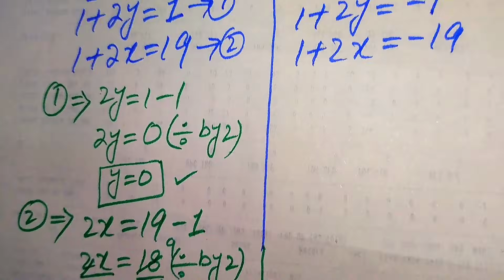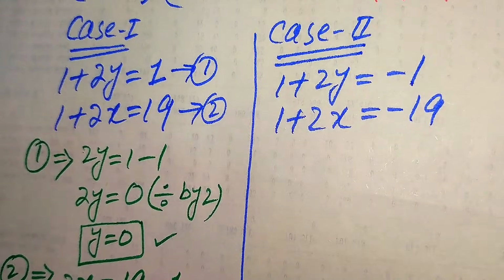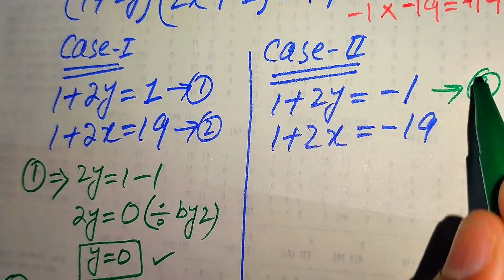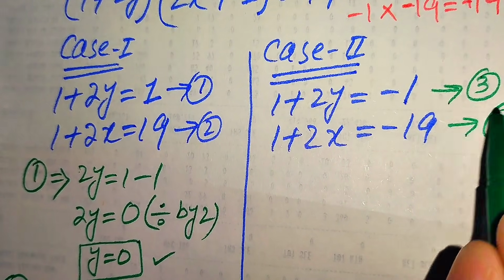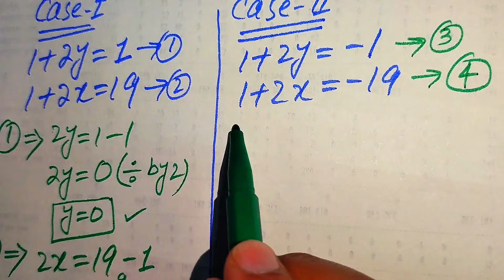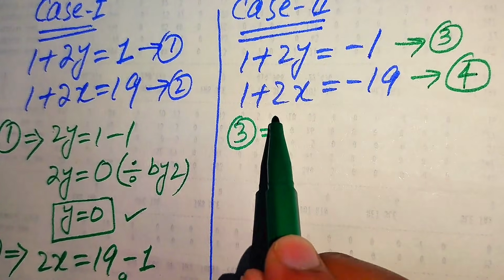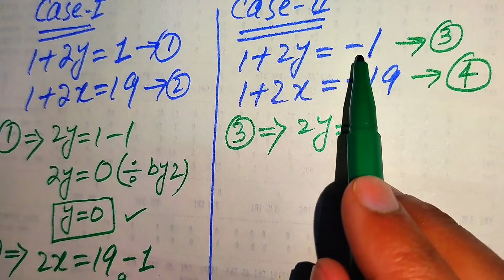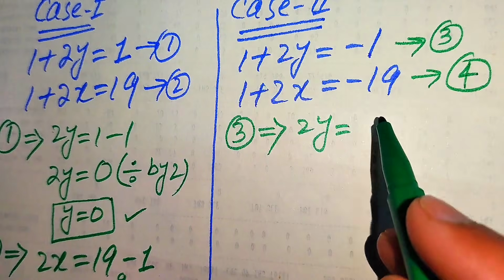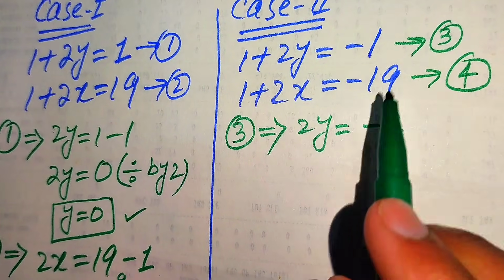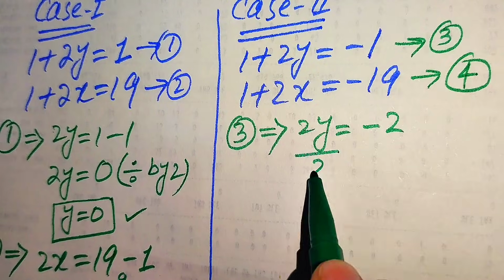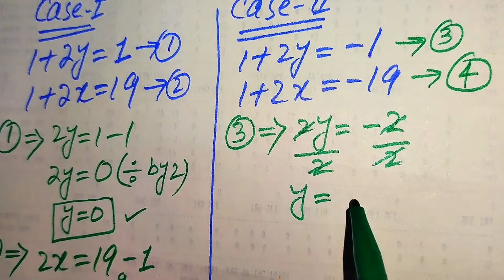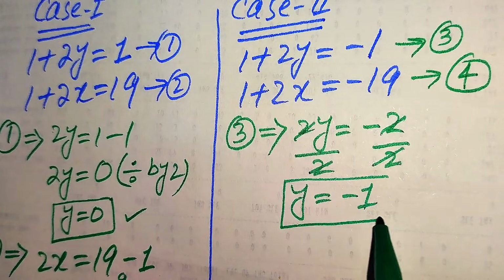In the same pattern we need to find the values of x and y from the second case. This is our second case, and we call these equation number 3 and equation number 4. First, for equation number 3, we move plus 1 to the right hand side, and it becomes 2y equals minus 1 minus 1, which is minus 2. Now we divide both sides by 2 for the value of y, so y equals minus 1.